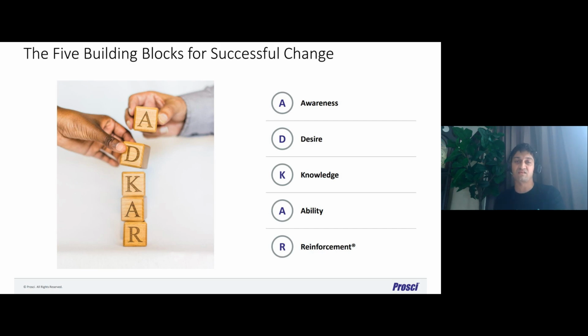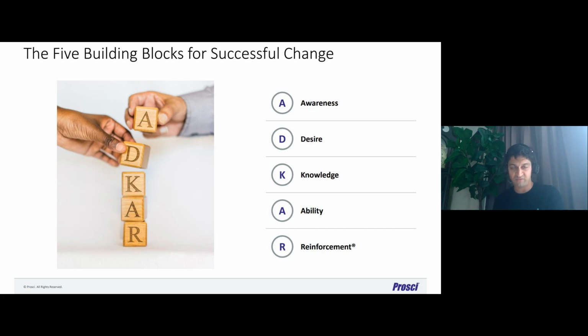The third thing is the knowledge. So here's where your training comes in. The fourth thing is ability, which is, okay, I've been trained, but how do I actually get my hands dirty and start using the new tool or system? And finally, as I mentioned earlier, reinforcement. So you have to keep reinforcing the change.